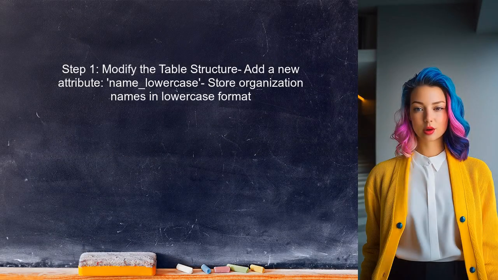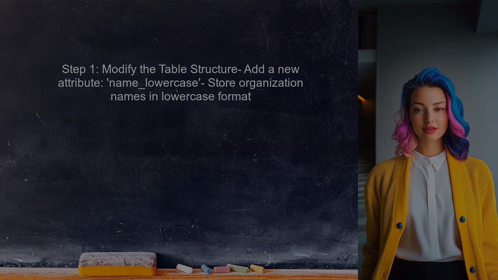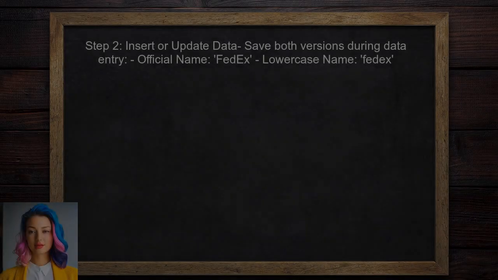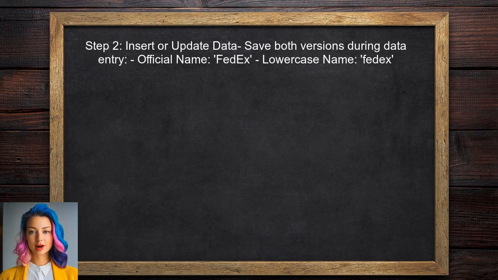To achieve case-insensitive querying in DynamoDB, the user should start by modifying the table structure. This involves adding a new attribute to store the organization names in lowercase. Next, when inserting or updating organization names, the user should ensure that both the original name and the lowercase version are saved in the respective attributes.